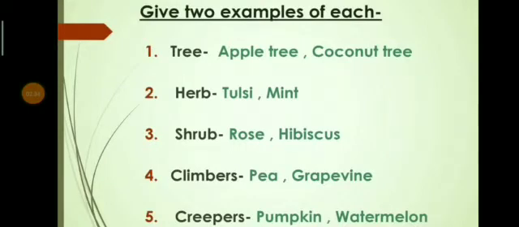Students, now let's revise the question answers. Give two examples of each. Students, you have to write two examples of each. Tree: apple tree, coconut tree. Herb: tulsi, mint. Shrub: rose, hibiscus. Climbers: pea, grapevine. Creepers: pumpkin, watermelon.